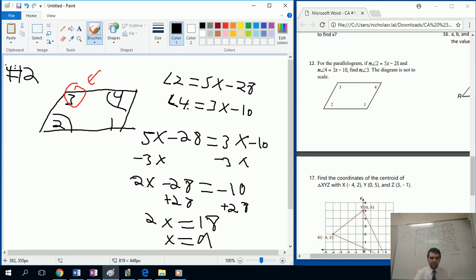So x is going to be equal to 9, so the measure of angle 2 is going to be 5x minus 28. Let's plug in 9, so 5 times 9 minus 28. 5 times 9 is 45. So you got to know your times tables for that one. So 45 minus 28, that's going to be equal to 17. Check the math on your calculator, see if that's right. So if the measure of angle 2 is going to be 17, then the measure of angle 4 is going to be equal to 17.